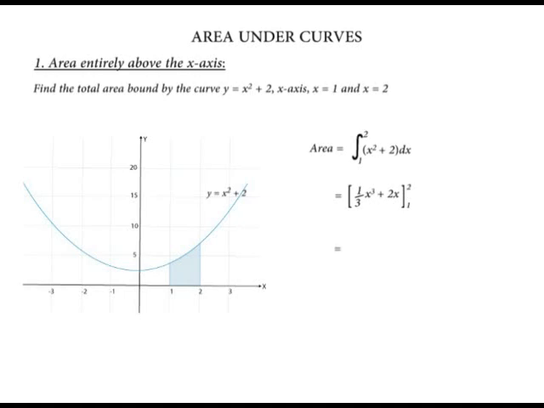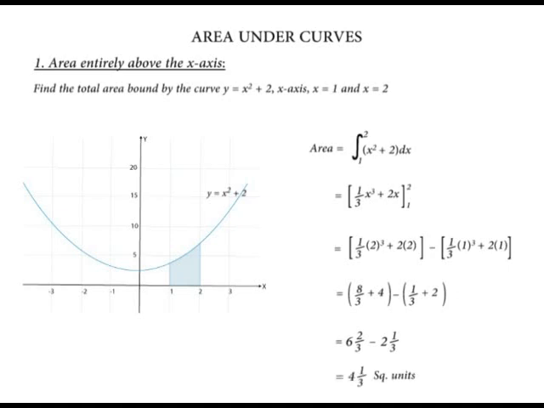Next, we substitute in the limits and find the difference between the integral value for the upper limit and the integral value for the lower limit. So we have a third times 2 cubed plus 2 times 2 in one square bracket minus, substitute the lower limit, a third times 1 cubed plus 2 times 1. That will give us 8 over 3 plus 4 minus a third plus 2. That gives us 6 and 2 over 3 minus 2 and a third, which gives us 4 and a third square units. That is the area under that curve from x is equal to 1 to x is equal to 2.